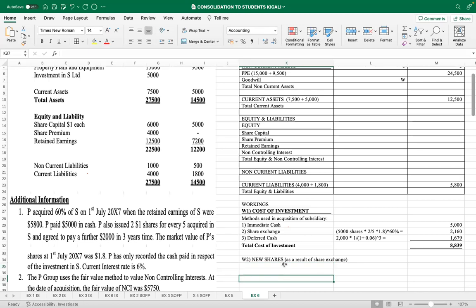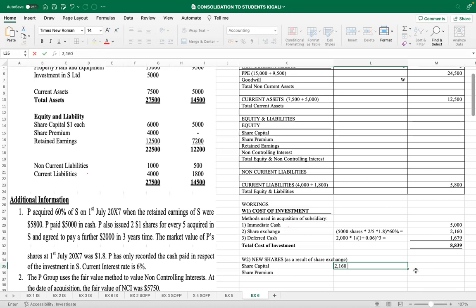So new shares, if you recall what we said before, there is an amount that will go to the share capital, and there is also an amount that goes to the share premium. We said nominal value goes to the share capital. So the value was 2,160. The share exchange gave us a value of 2,160, so we said you multiply by the nominal price.